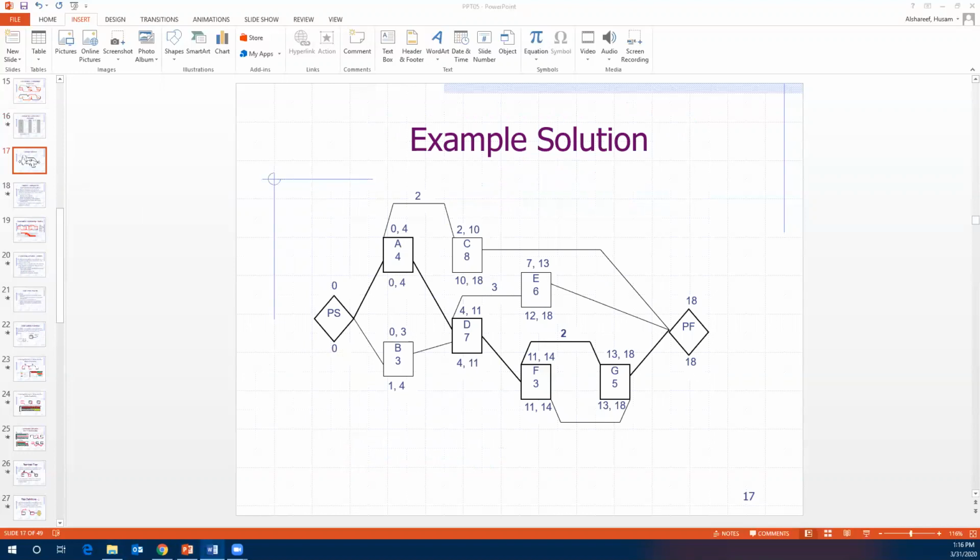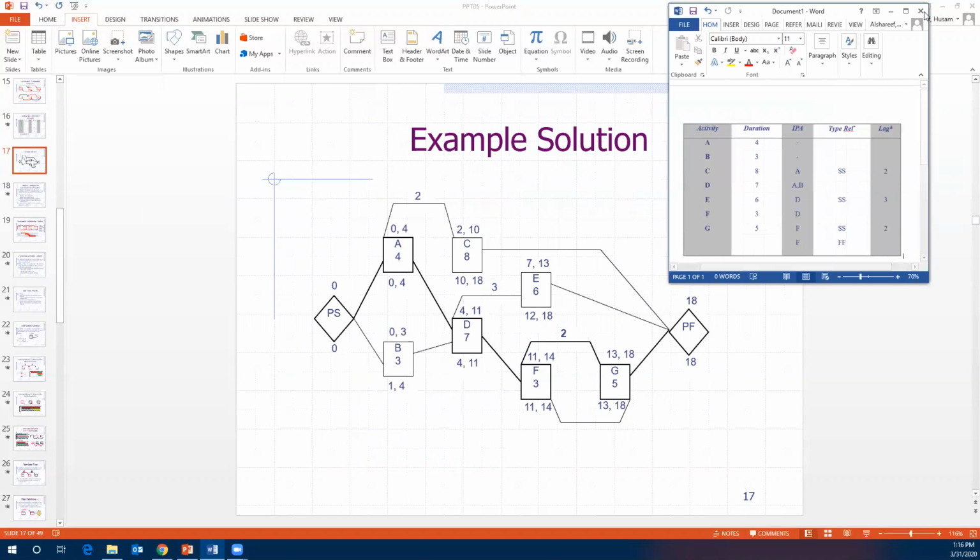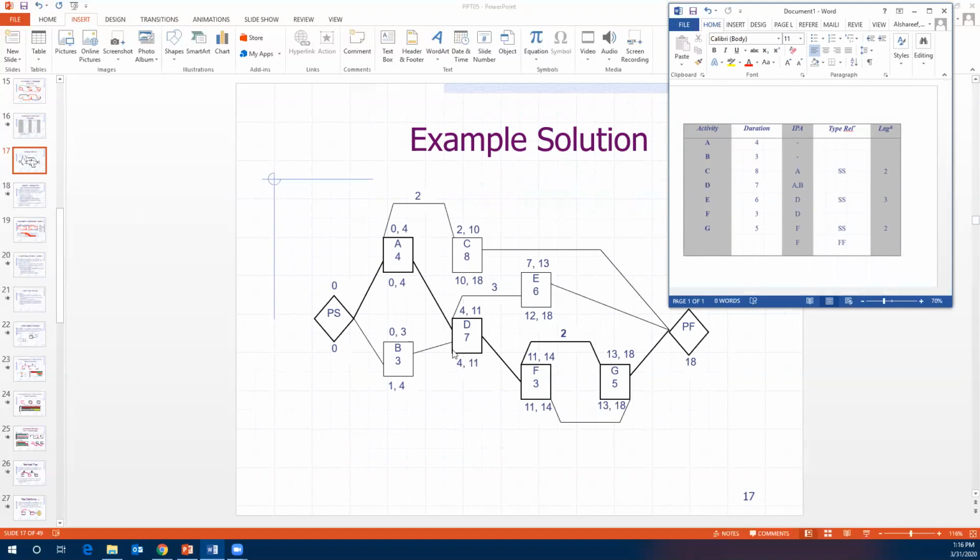So let's say this is what we have, right? And let's see how we formulated this type of diagram. We have A with four duration and B with three duration, but there are no predecessors to them. Then, of course, the project starts 0 to 0, and then we have A and B. A and B start from 0, right? With their duration, early start of A is 0, early finish is 4, and early start for B is 0, early finish is 3.